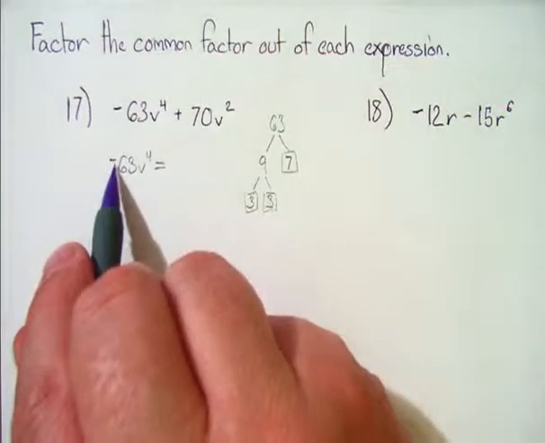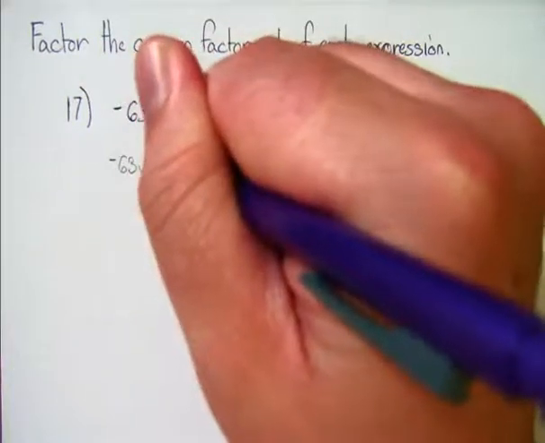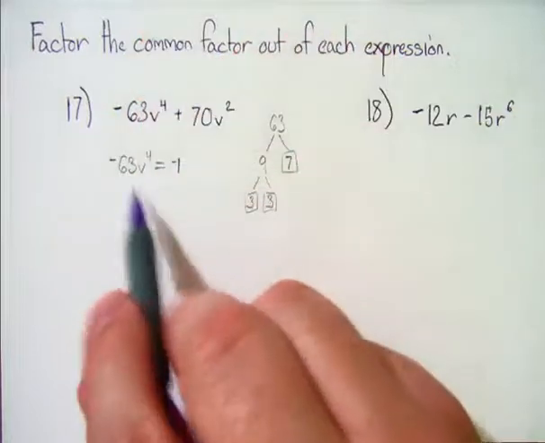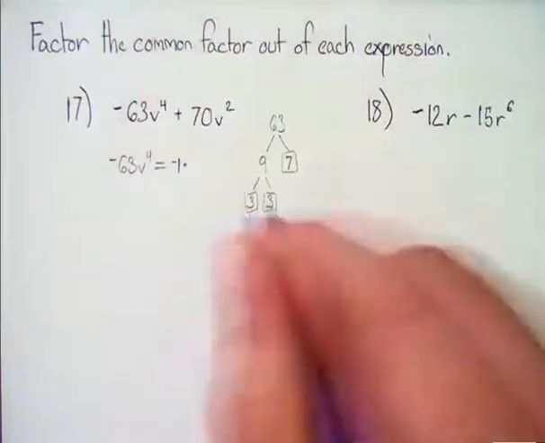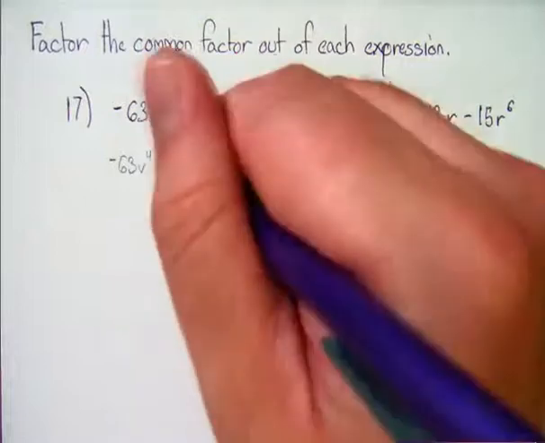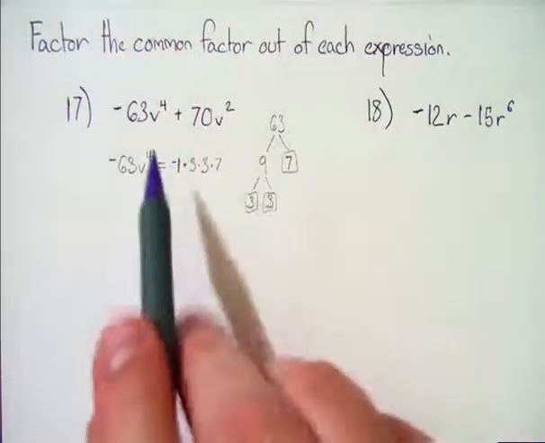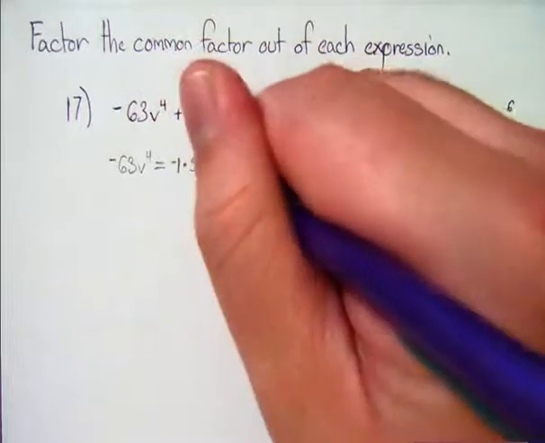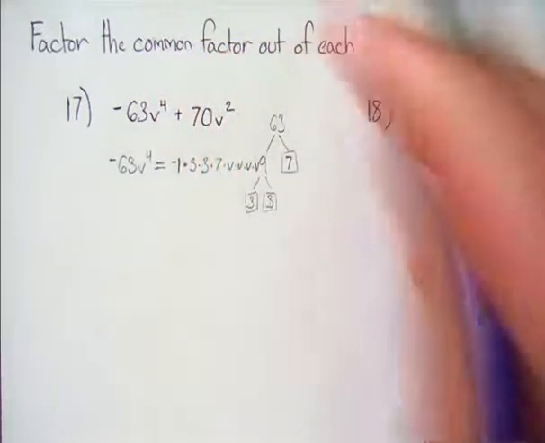Notice also that it's negative. The way I'm going to handle that is I'm going to start off with a factor of negative 1. That's going to make this thing negative. So I take negative 1 times 3 times 3 times 7 times v to the fourth, which is v times v times v times v.